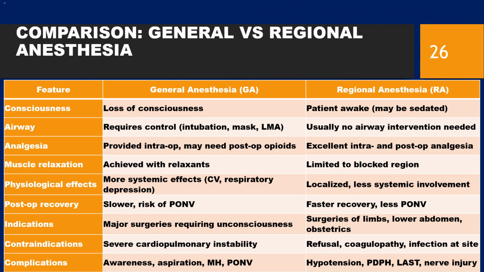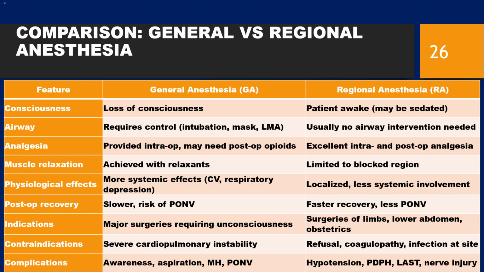Analgesia. 1. General anesthesia (GA) provides pain relief during surgery but may require additional opioids for postoperative pain management. 2. Regional anesthesia (RA) offers excellent analgesia both during and after surgery, reducing the need for systemic opioids. Muscle relaxation. 1. General anesthesia (GA) is achieved using muscle relaxants, allowing for optimal surgical conditions. 2. Regional anesthesia (RA) is limited to the blocked region, providing muscle relaxation only in the area affected by the anesthetic.